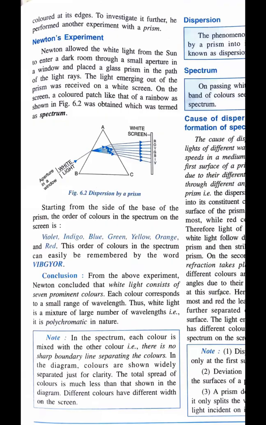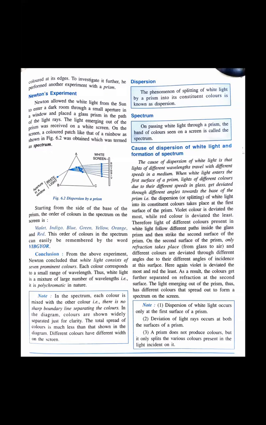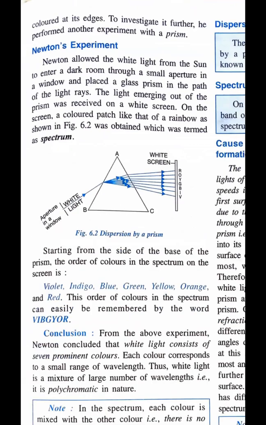Okay. Sir Isaac Newton, while studying the image of a heavenly body formed due to refraction of white light by a lens, found that the image is colored at its edges. He thought that the colored image is due to some effect of the lens. He then repeated the experiment with a carefully polished lens, but the image was still colored. Newton then concluded that the fault is not with the lens, but there is something in the nature of white light itself, due to which the image is colored at its edges. To investigate it further, he performed another experiment with a prism.